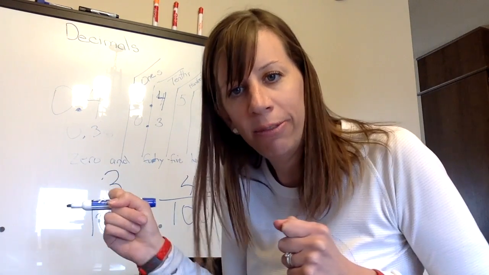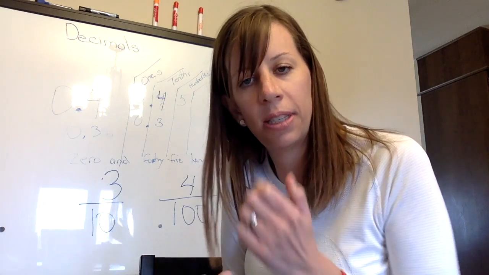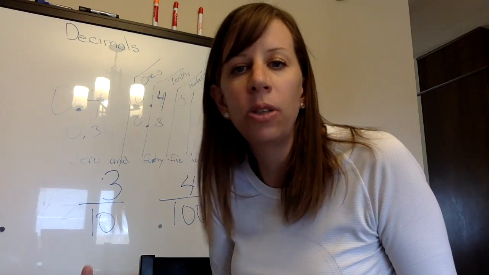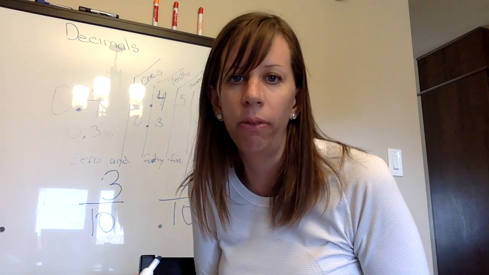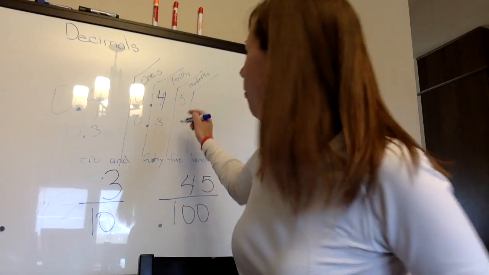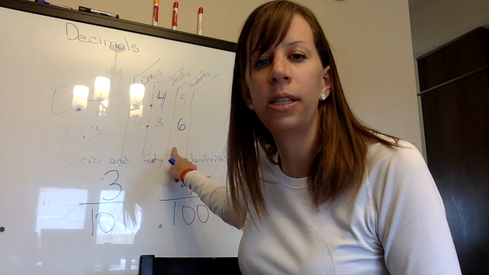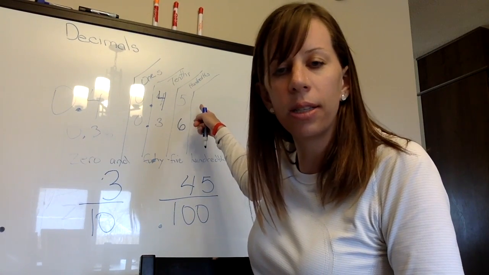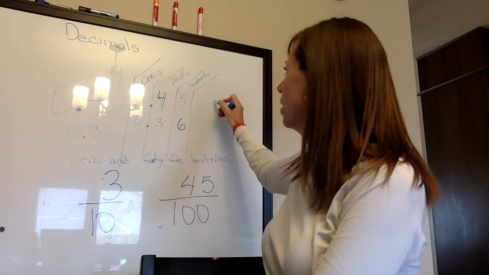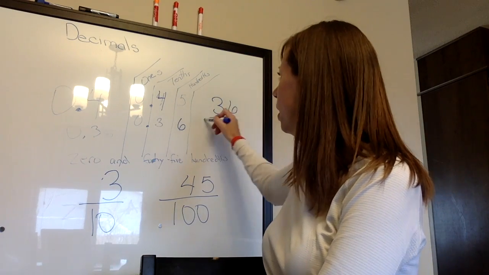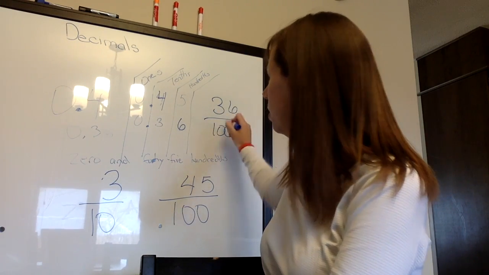That means that if you had 100 pennies in a dollar, you would have 45 of them, okay? It's like 45 pieces out of the 100-piece set. 100 puzzle pieces, you took 45 of them, okay? So if I add that 6 back here, and this is 36 hundredths, the way we write that as a fraction is just to go 36 hundredths.